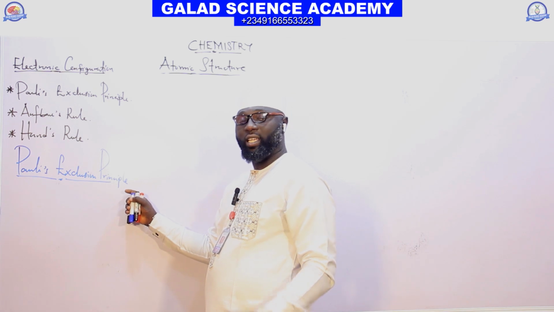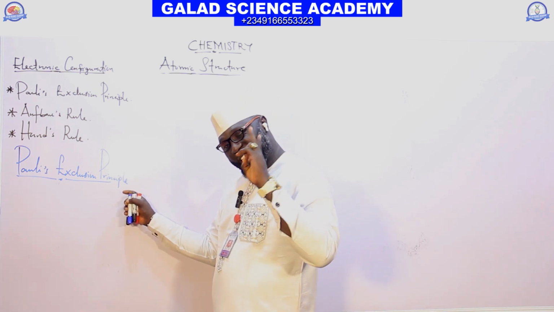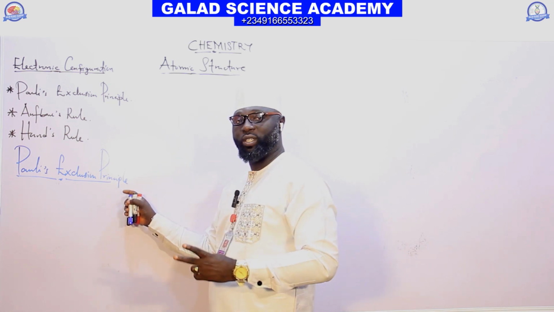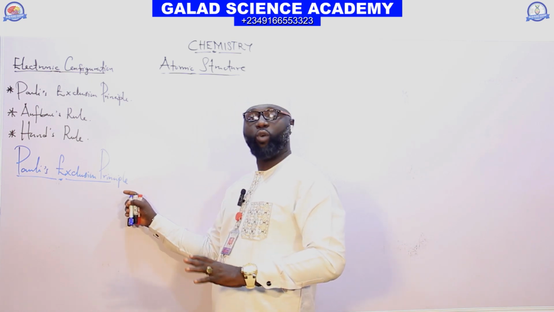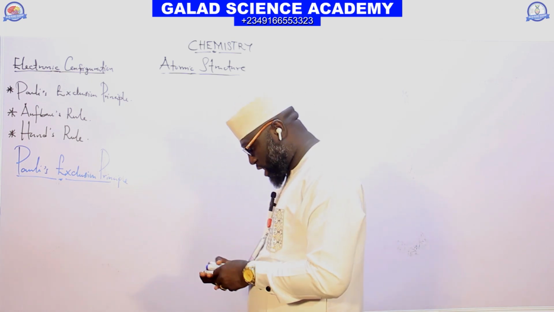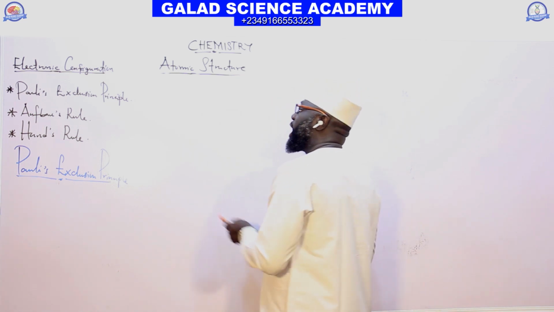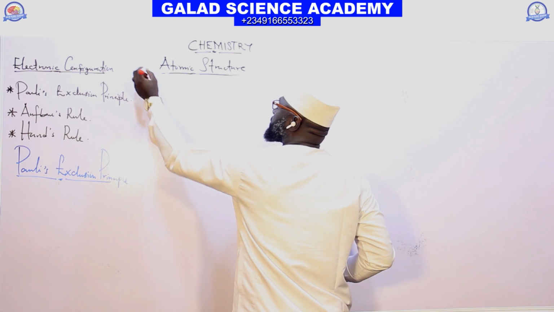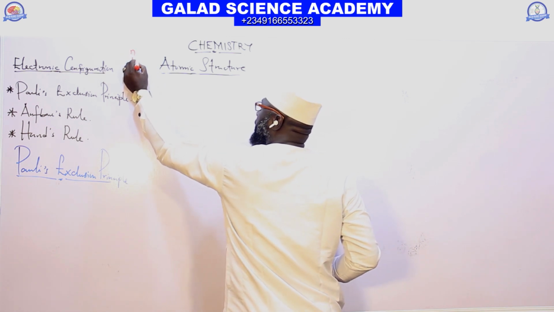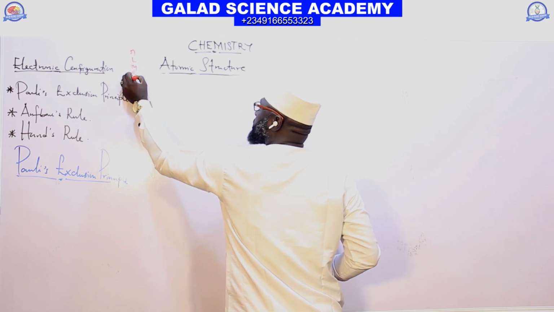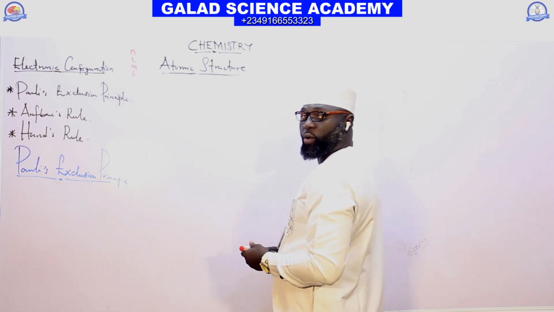That is Pauli. He said that it can never and never be possible for two electrons in the same orbit to have the same set of quantum number. If you could still remember, our quantum numbers, they are four. Which is what? N, azimuthal L, M, and S. Principal, azimuthal, magnetic, and spin quantum number.